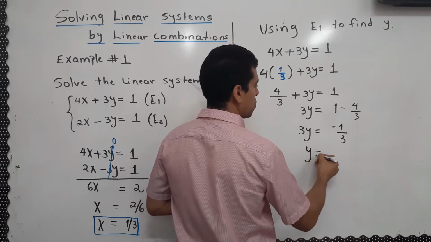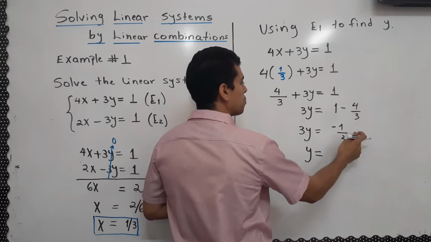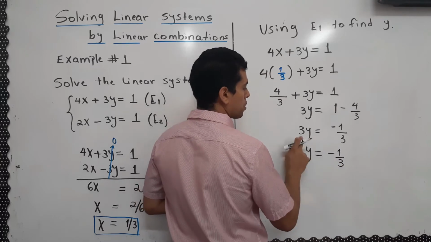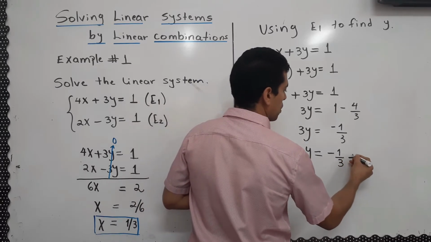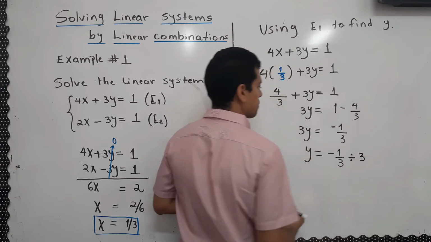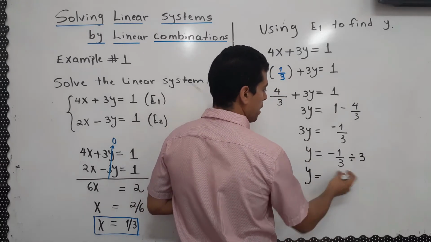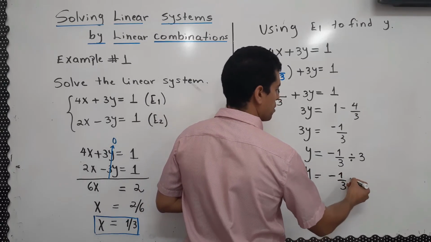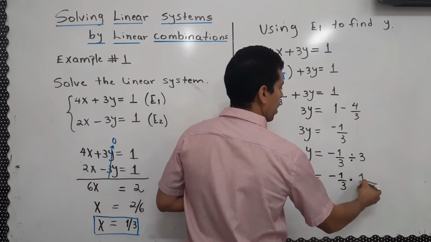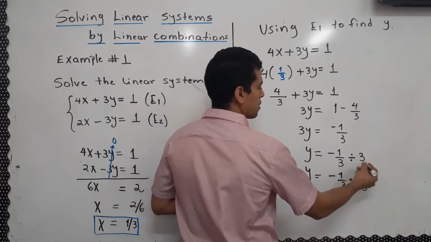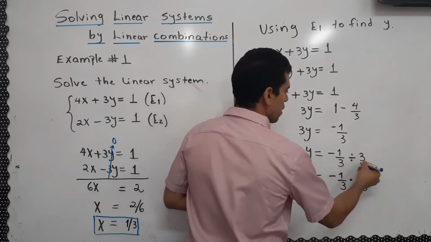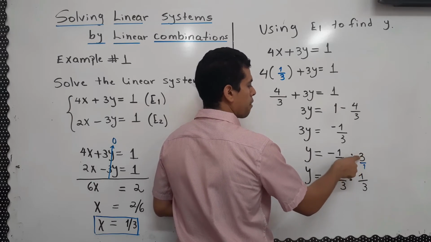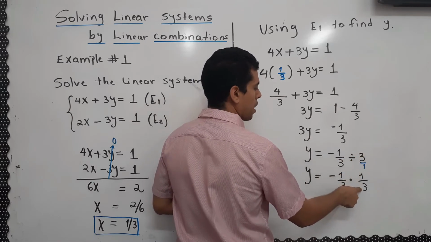So y is equal to, this is multiplying, so it's going to be dividing right here. So it's going to be negative 1/3 divided by 3. And if you remember how to divide fractions, you can do the reciprocal here, negative 1/3 times 1/3 like that. Since here you have a 1 that is dividing, you pass the 1 in order to be a numerator, and the 3 becomes a denominator.